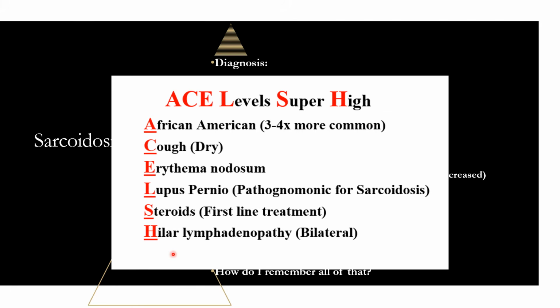And then H stands for hilar lymphadenopathy. Remember your bilateral hilar lymphadenopathy. That is sarcoidosis. This is really all you need to know right here. Don't go crazy on that.